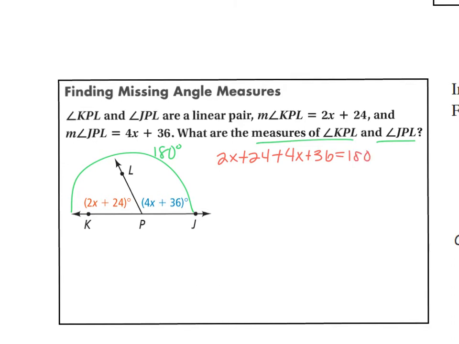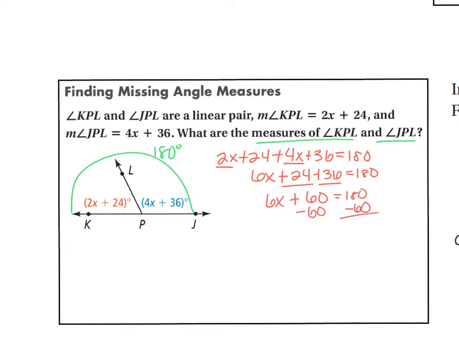Go ahead and combine your like terms. That would be 6x plus 24 plus 36 equals 180. Go ahead and combine like terms again. Let's see, what is that? 60. So 6x plus 60 equals 180. Subtract 60 from both sides. I think it's 120 equals 6x. Divide by 6, so x equals 20. Okay, perfect. So we figured that out.